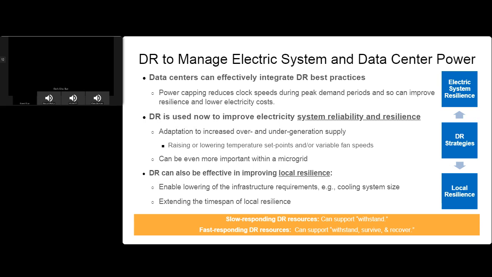And the second one, which I always emphasize, is that you're not just helping data centers by doing so, lowering your cost and improving your operations, but also improving electric system reliability and resilience and reducing the overall cost, which also benefits the data centers.